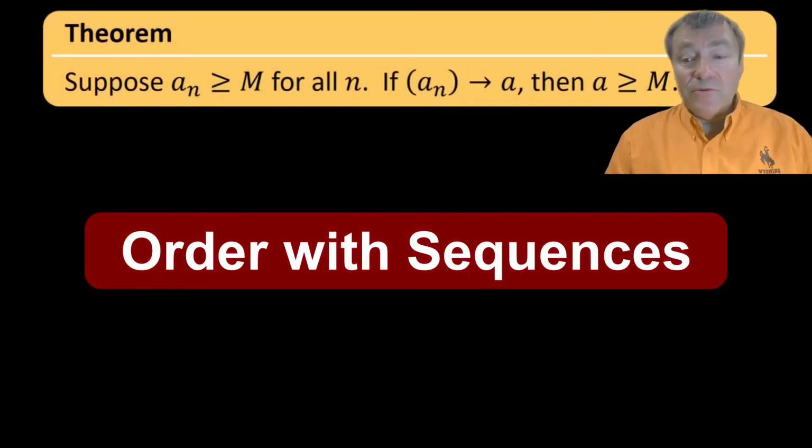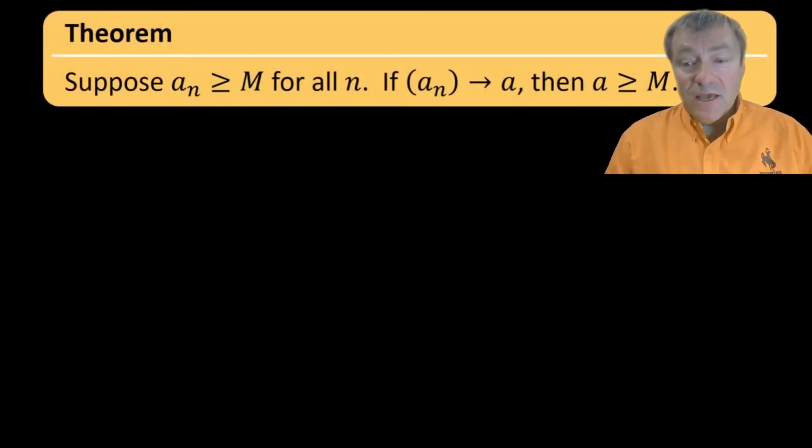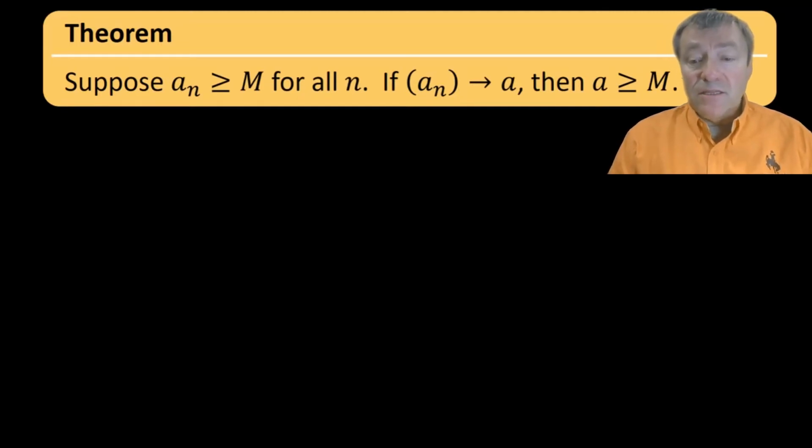We continue to work with limits of sequences, and in a previous video we looked at how limits respect the various algebraic operations. So the limit of a sum is the sum of the limits, the limit of the product is the product of the limits, etc. Here we look at how limits respect the ordering of the real numbers.